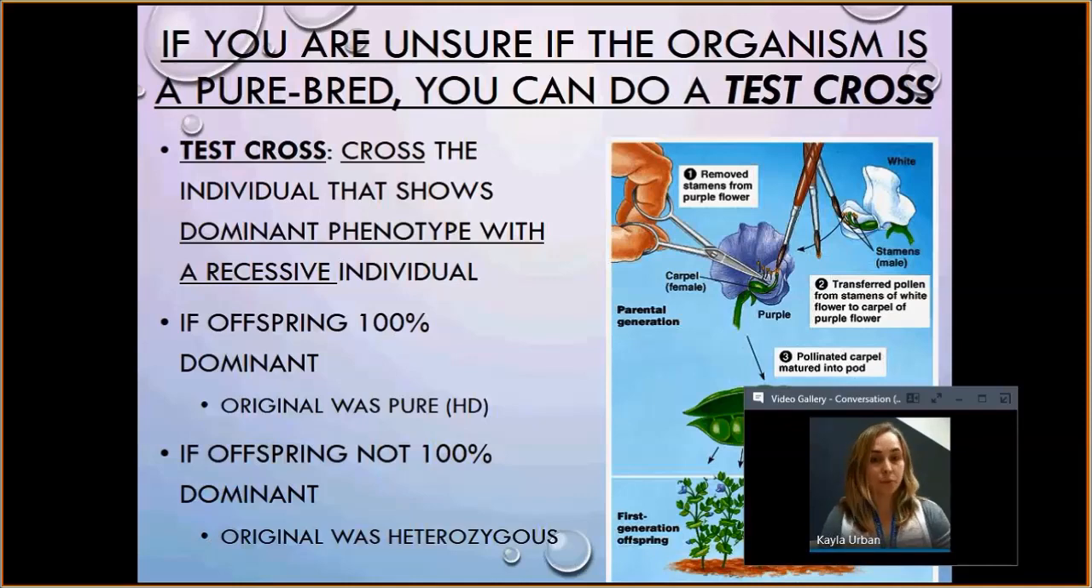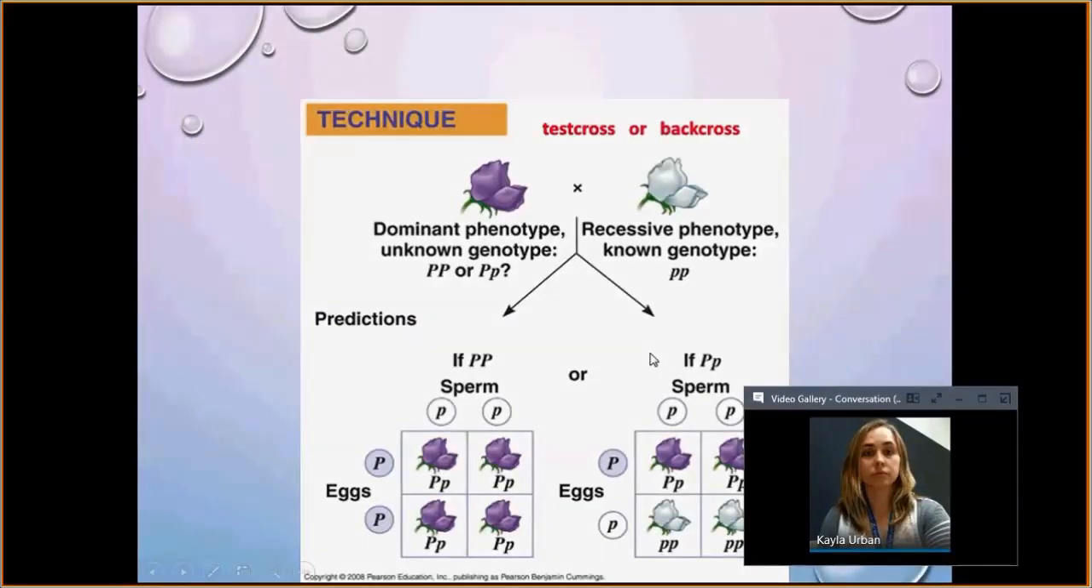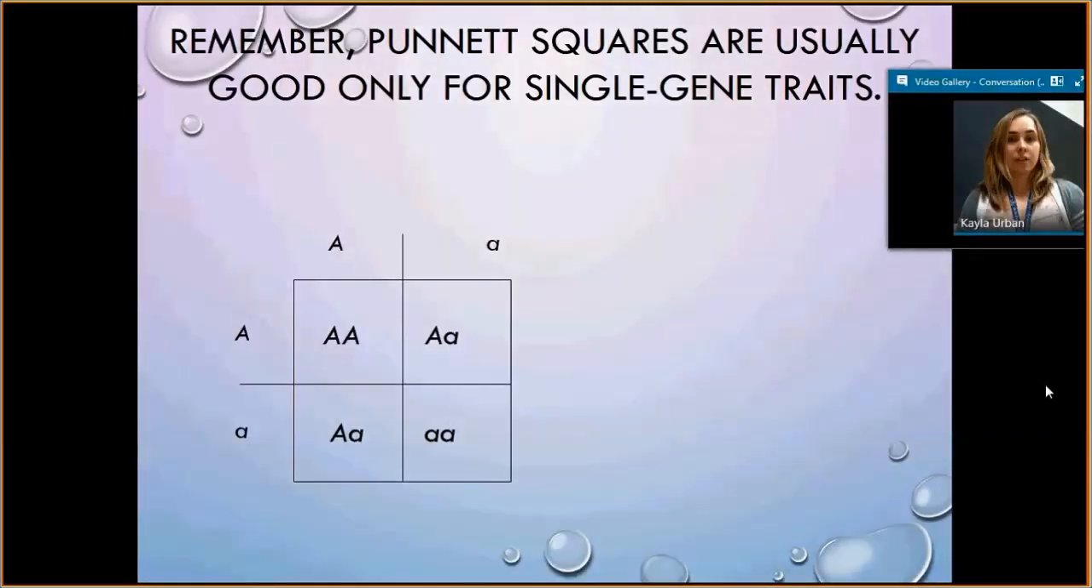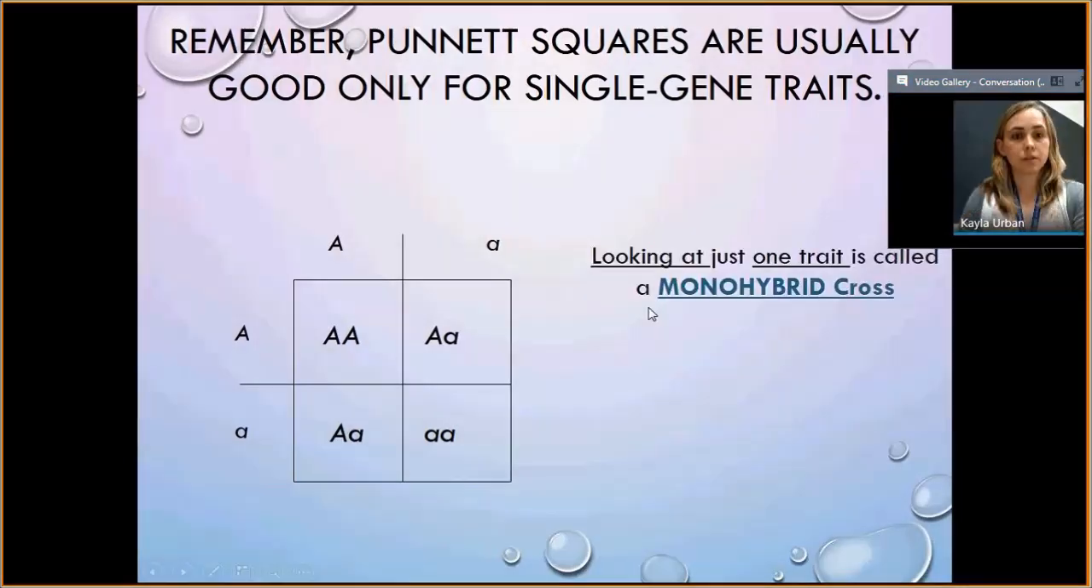And you can prove that with a Punnett square. This is what it looks like with a Punnett square. So when we use Punnett squares, they're usually good for only a single trait at a time, and they have just 4 boxes. When we look at just one trait at a time, it's called a monohybrid cross, mono meaning one.